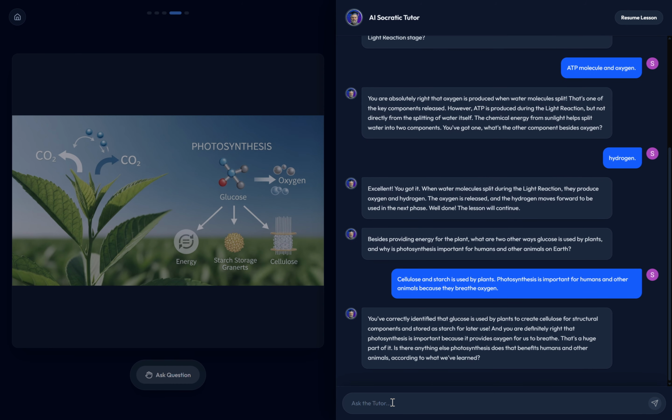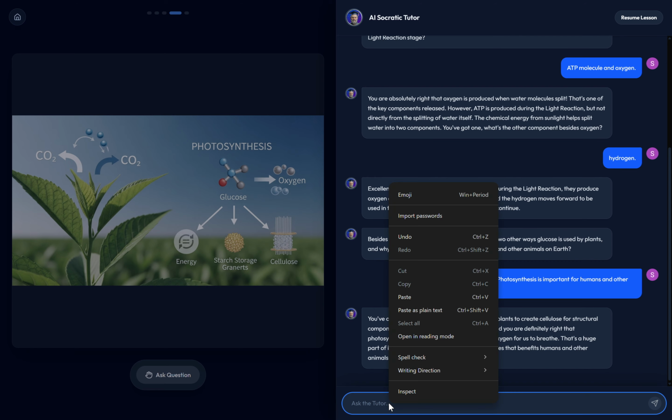You've correctly identified that glucose is used by plants to create cellulose for structural components and stored as starch for later use. And you are definitely right that photosynthesis is important because it provides oxygen for us to breathe. That's a huge part of it. Is there anything else photosynthesis does that benefits humans and other animals, according to what we've learned?